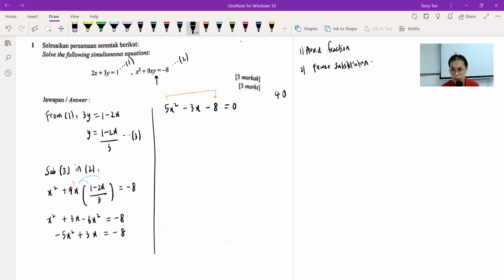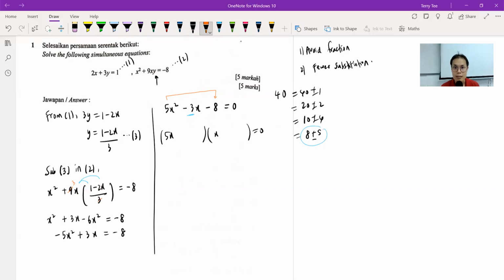Now, let's work out the factor of 40. You can do 40 and 1, 20 and 2, 10 and 4, 8 and 5. And find out the combination that gives us 3 here. I want 3. So in this case, it has to be 8 minus 5. 8 minus 5 gives us 3. So let's put double bracket like this. This will be 5x. This will be x.